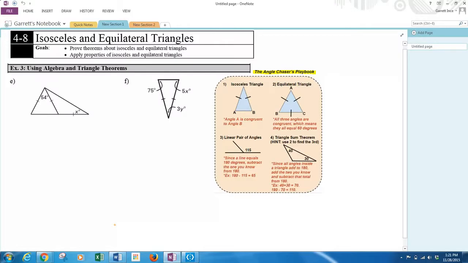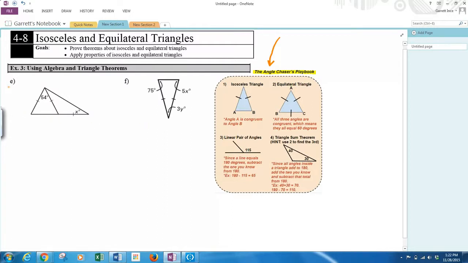In this video, we're going to be working once again in lesson 4.8, attempting problems example 3E and example 3F. Now, before I really get rolling, I want to make sure that I bring to your attention the Angle Chasers playbook, which I've placed over here on the right side. This is a collection of 4 different strategies that are going to help us chase down missing angle measures or variables in these types of problems. Now, I've warmed up, I've stretched out my legs, I'm ready to chase.